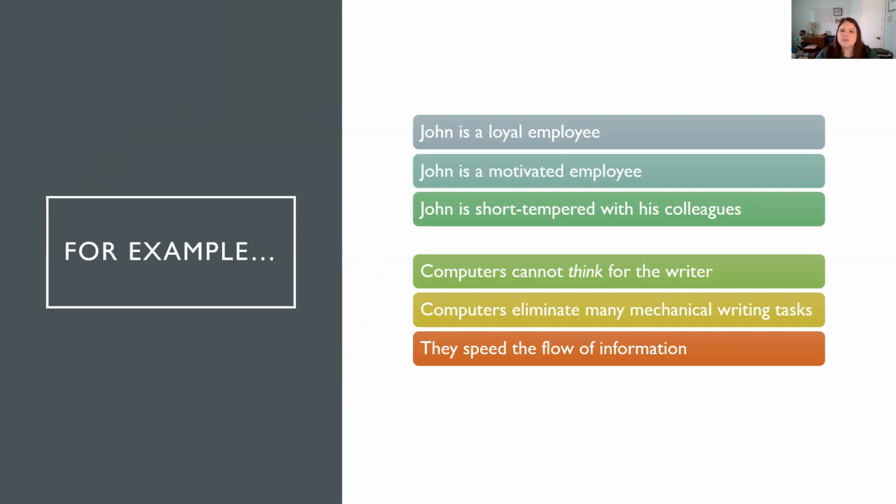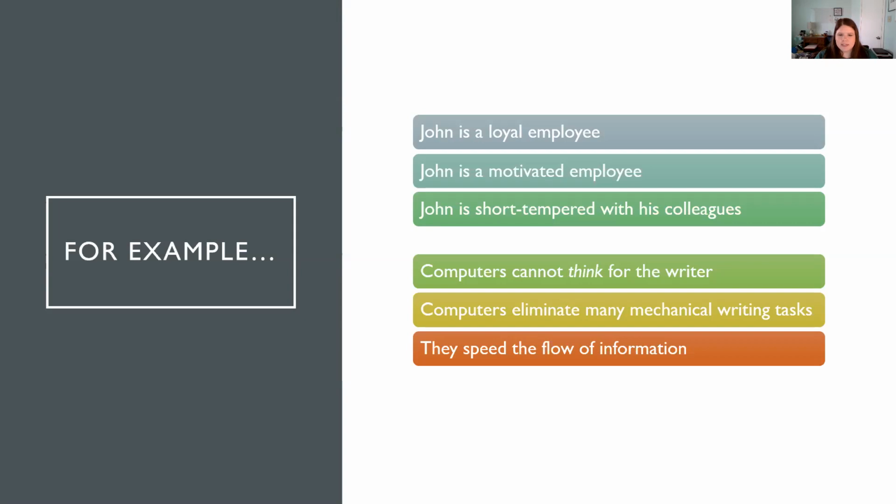All right, so here's some examples. We start out with John is a loyal employee, John is a motivated employee, John is short-tempered with his colleagues. Right, so you've got three very boring, repetitive sentences that you could pretty easily change into one complete thought with something like, John is a loyal and motivated employee, comma, but John is short-tempered with his colleagues. Or you could draw a positive emphasis to that and say, although John is short-tempered with his colleagues, he is loyal and motivated, right? So you can kind of switch that and draw a different emphasis.